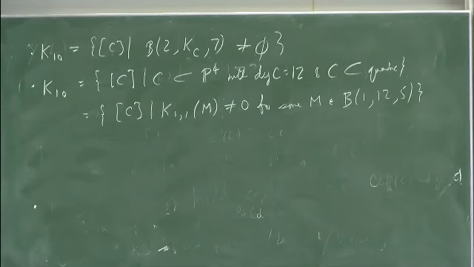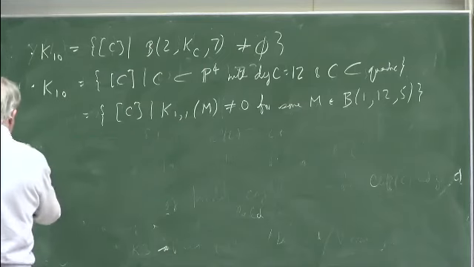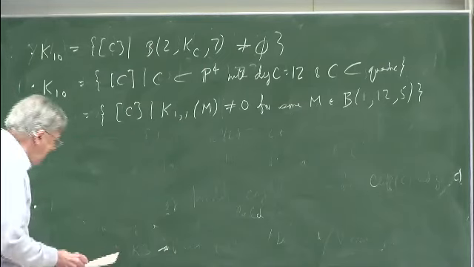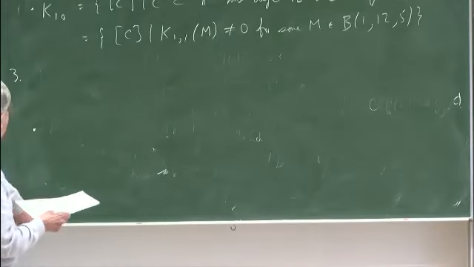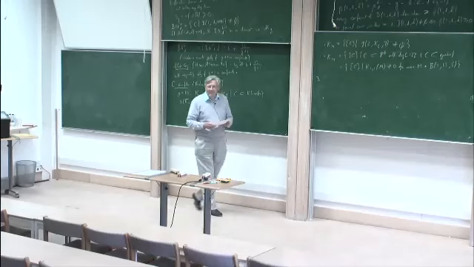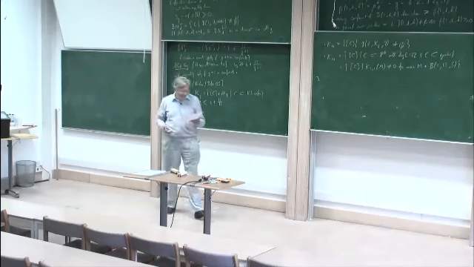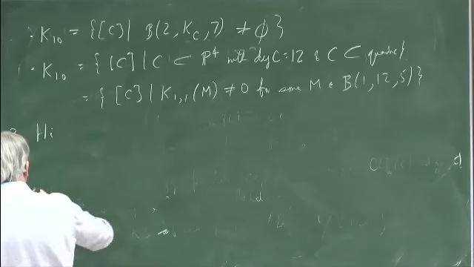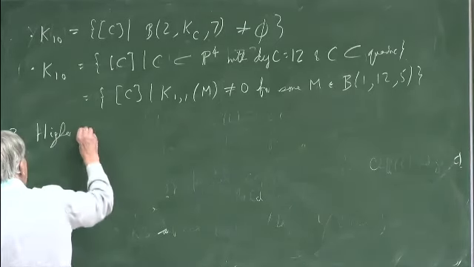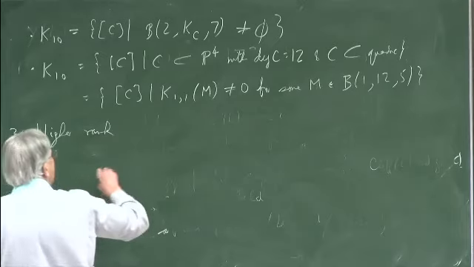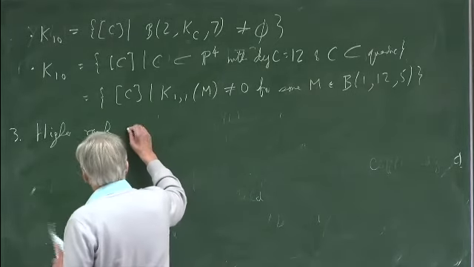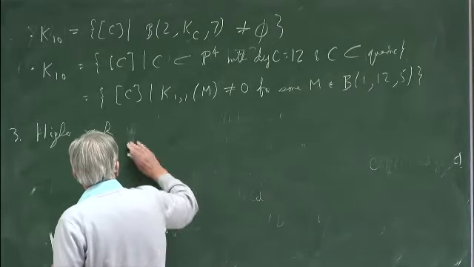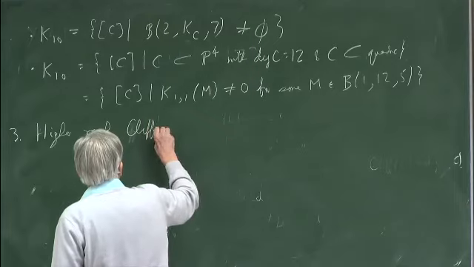There are others, but let me move on, otherwise I won't get to where I want to get to. So section 3 then. I want now to move on to more things to do with higher rank bundles, particularly rank 2, but higher rank Clifford indices.